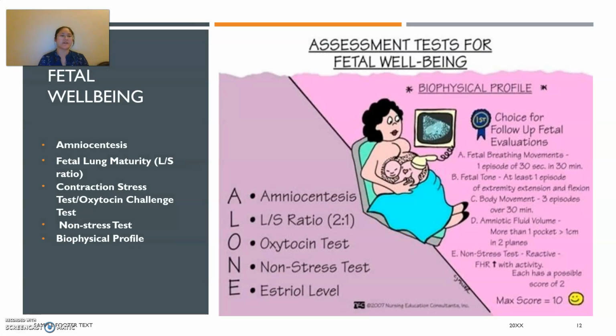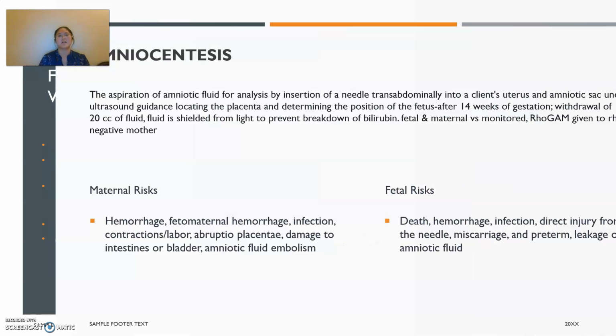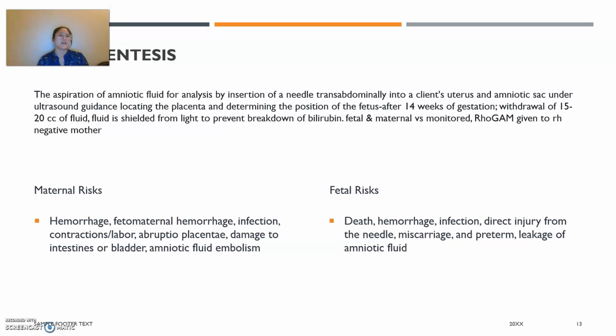The next one is fetal well-being. In this section, I would like to talk about some tests to check fetal well-being. They include amniocentesis, fetal lung maturity, L/S ratio, the contraction stress test, also called the oxytocin challenge test, the non-stress test, and the biophysical profile. First one, amniocentesis. What will you do with that?